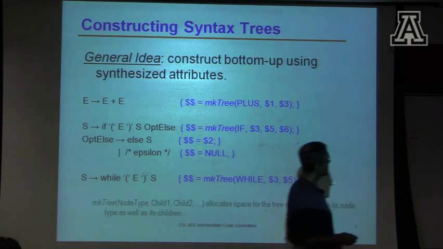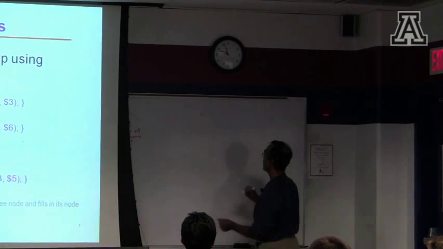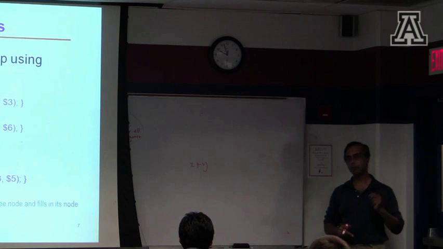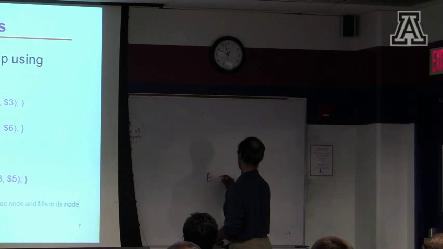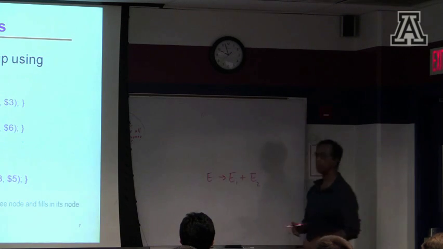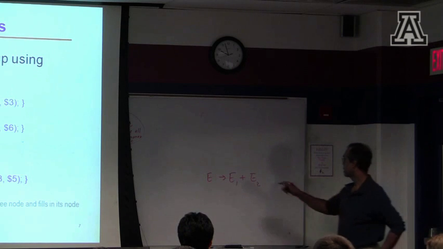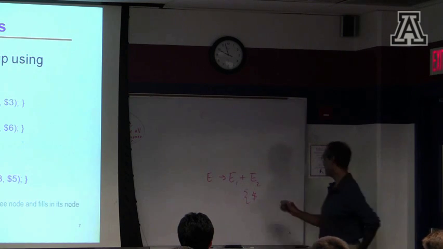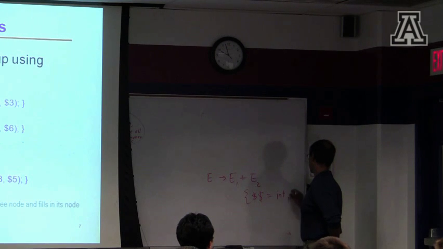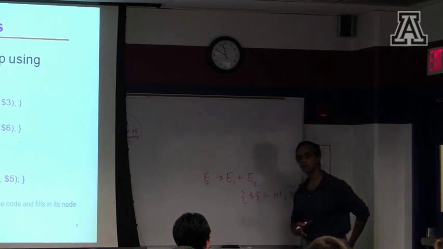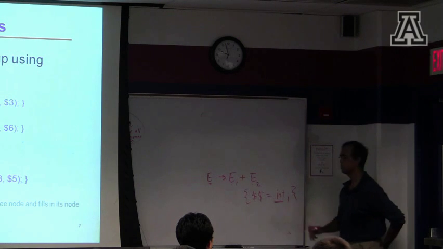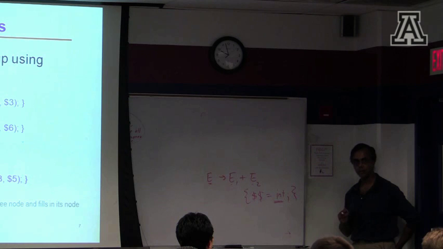Here's what I mean by that. If I have an expression, not x plus y, let's say E goes to E plus E. If I was doing pure type checking, then I would have something like $$ equals int. That the type over here is the result of carrying out this computation, and in C minus minus, chars can get promoted to int. So regardless, this is an int. So this would be for pure type checking.